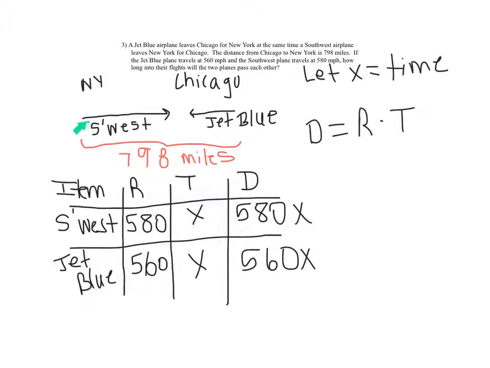So looking at our diagram, the distance that the Southwest plane flies, which again could be maybe 400 miles. JetBlue is a little slower in the same amount of time. It would have traveled the remainder of the 400 when they cross, which would have been 398. So at some point they're going to cross here. So the distance of Southwest plus the JetBlue has to equal 798. And that's our equation. We are going to take these two here and add them to equal 798.